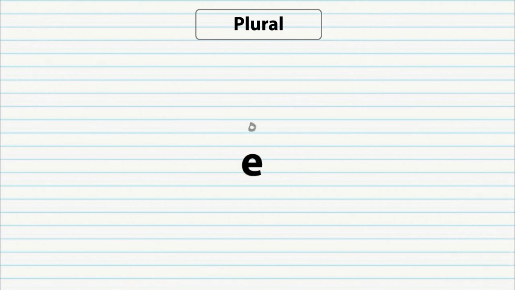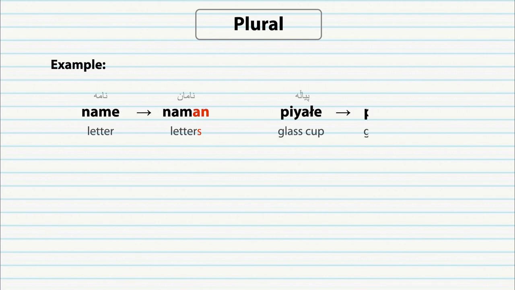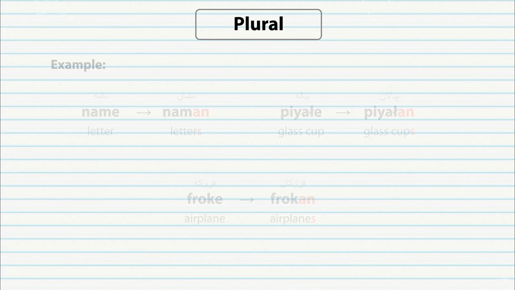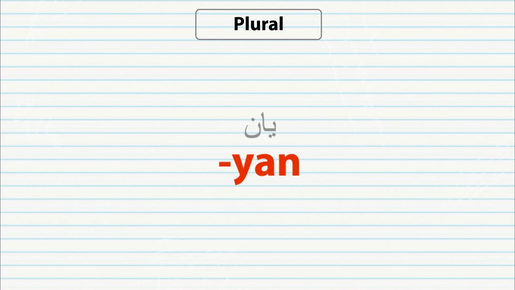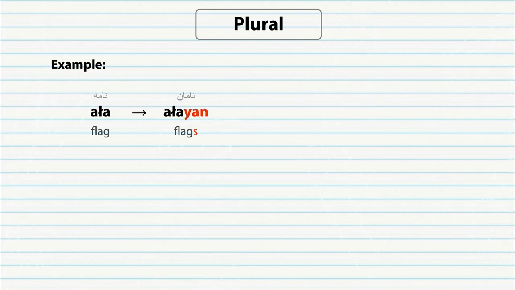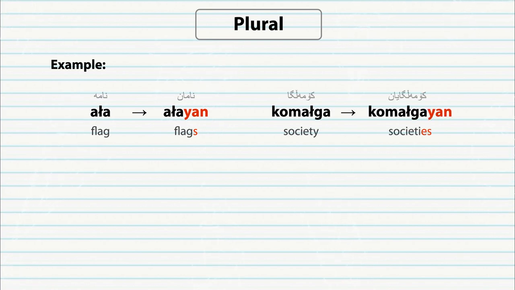But if a word ends with a, then you have to remove a and then add an. For example, name, naman, piala, pialan, froke, frokan. And if the word ends with a vowel, then add yan instead of an. For example, ala, alayan, komalga, komalgayan, mravi, mravian.